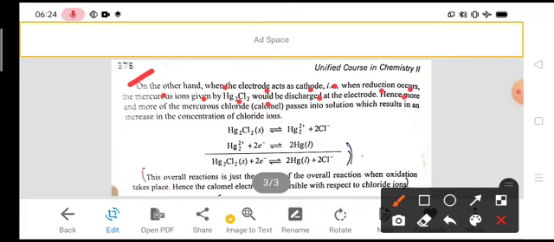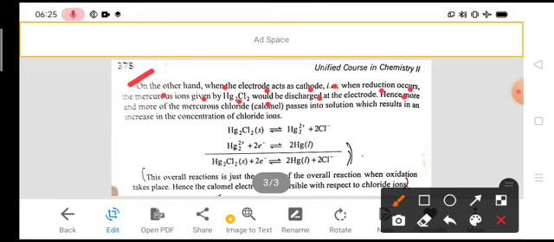Hence, more and more of the mercurous chloride passes into solution, which results in an increase in the concentration of the chloride ions. That is, mercurous chloride gives mercurous ions. These mercurous ions undergo gain of electrons to form liquid mercury, and the chloride ion concentration increases in this process.